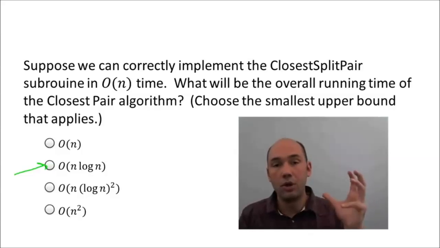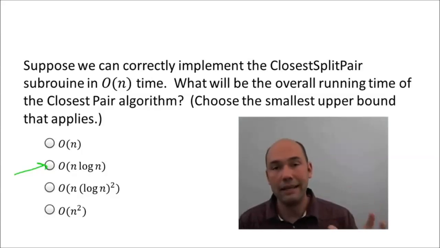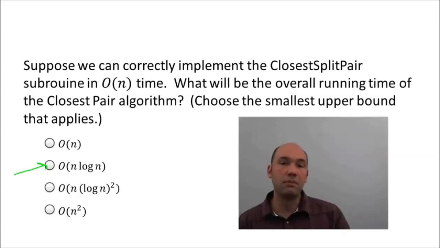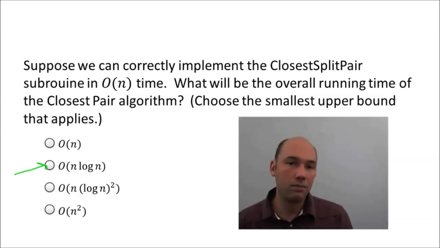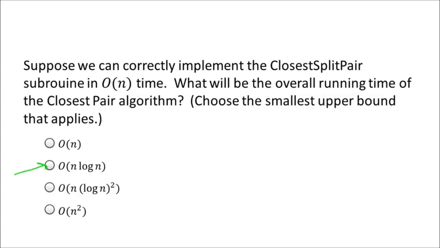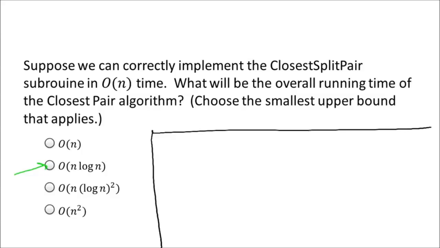In other words, the goal should be to have a correct linear time implementation of the closest split pair subroutine. If we can do that, we're home free. We get the desired n log n algorithm. Now, I'm going to proceed in a little bit to show you how to implement closest split pair, but before I do that, I want to point out one subtle but key idea, which is going to allow us to get this linear time correct implementation.